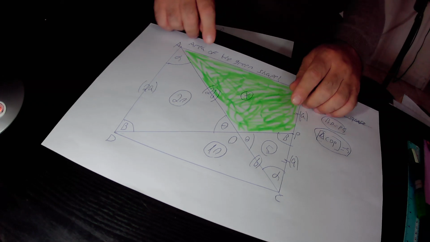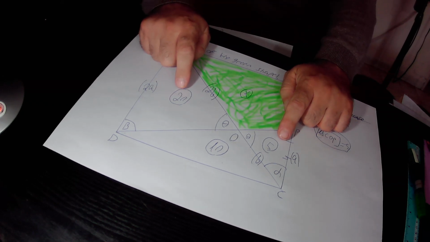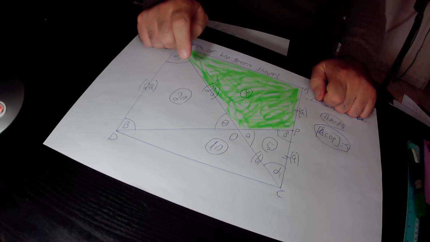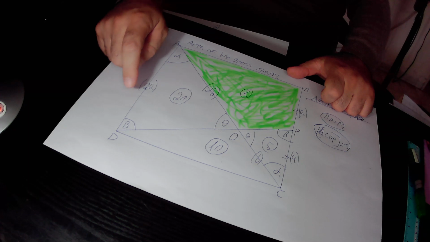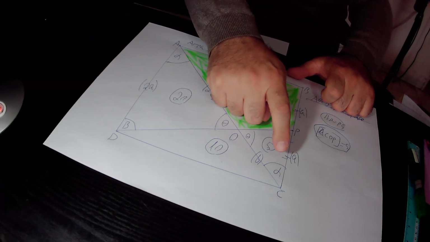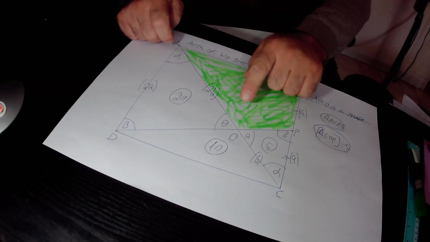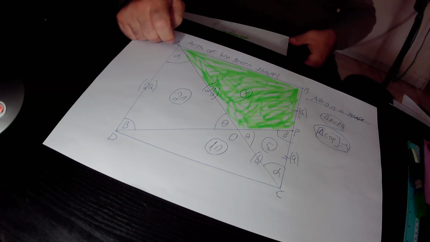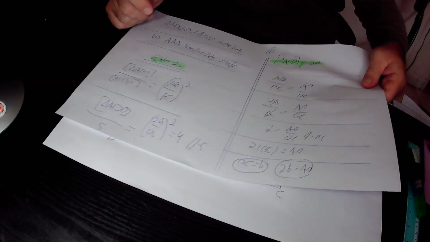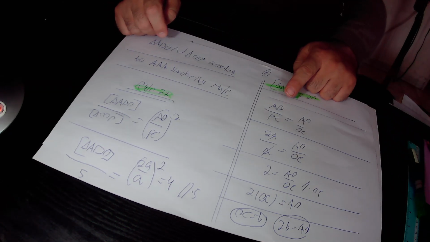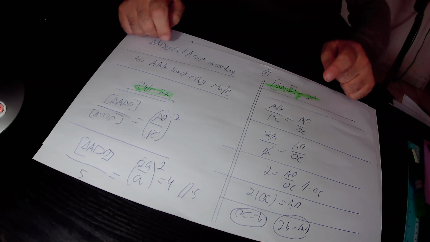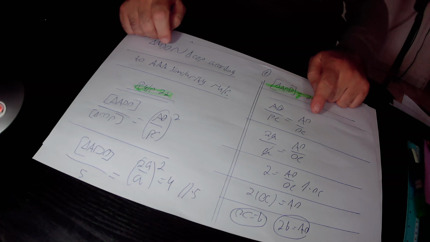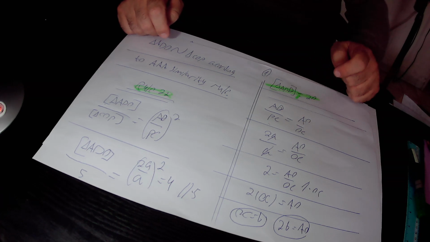Because those two triangles are similar to each other, the following relationship exists between their sides. That is to say, side AD of triangle ADO over side PC of triangle PCO is equal to side AO of triangle ADO over side OC of triangle POC. Again, side AD of triangle ADO over side PC of triangle PCO is equal to side AO of triangle ADO over side OC of triangle COP.